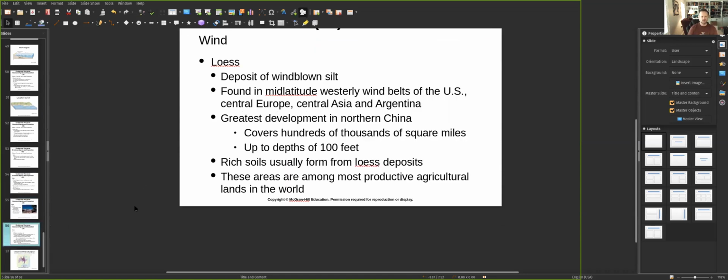One of the things that we see in the United States that's extremely important for agriculture is that you get these wind-blown silt deposits that build up over time. And this soil is called loess. Okay, so it's L-O-E-S-S. It's not loess or los, it's loess. That is how it's pronounced. But you see it in these westerly wind belts, and you find it in the US, Central Europe, Central Asia, a little bit in Argentina as well, and up in China.